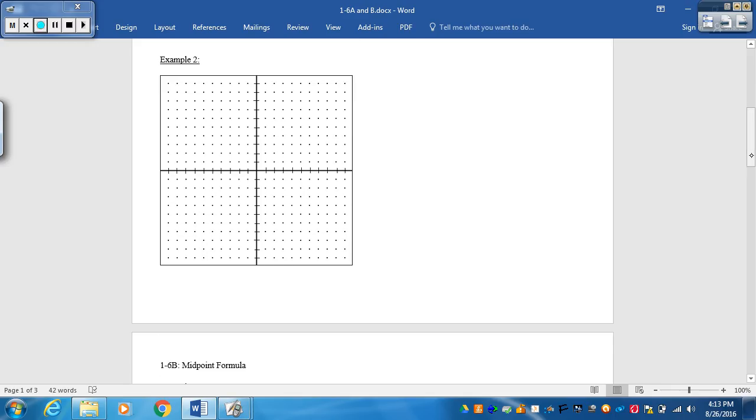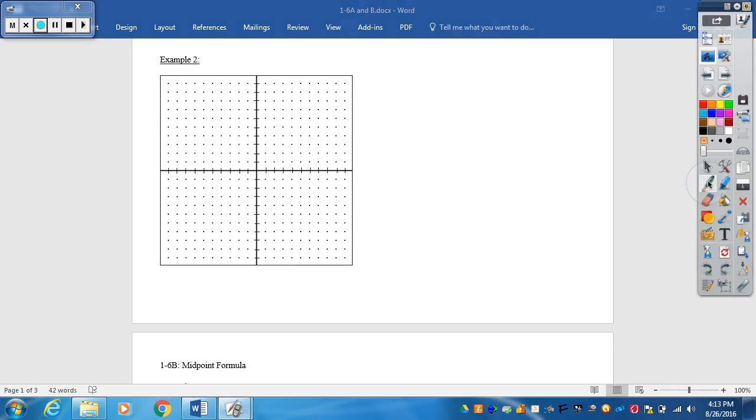Okay. So here's what I want to do for example 2. I'm going to give you 2 points, and I want you to use both the Pythagorean theorem and the distance formula for this one. So do it twice, and just make sure that you know how to execute these.